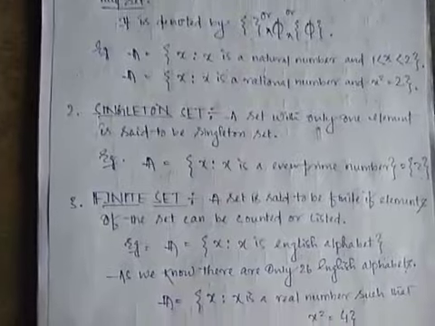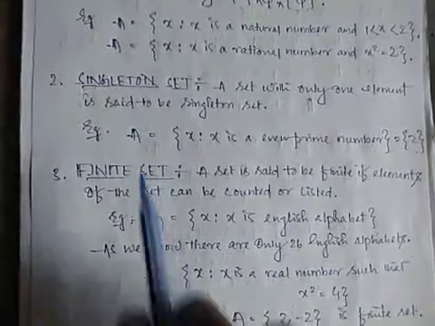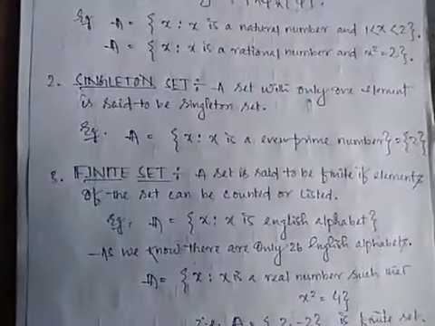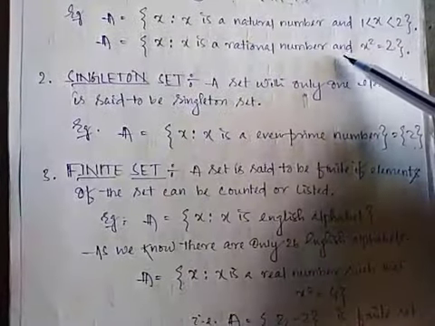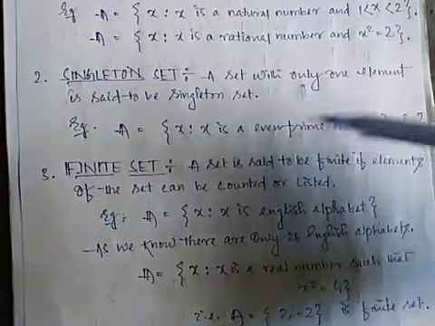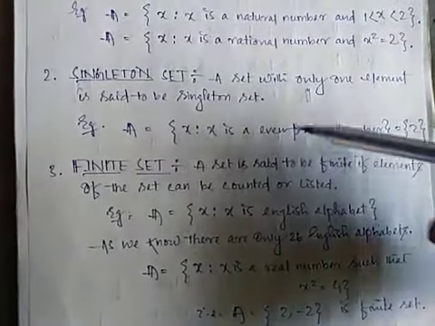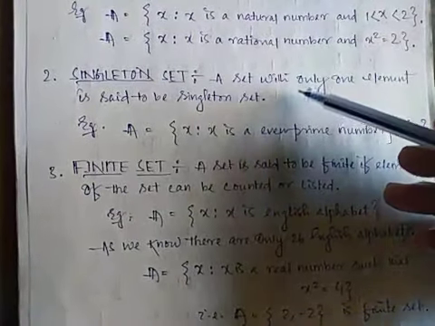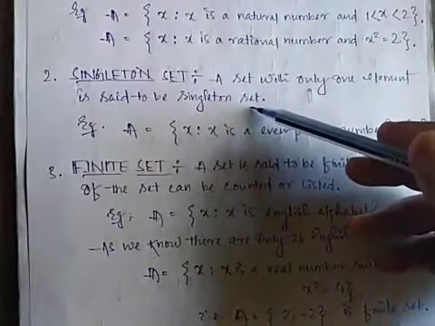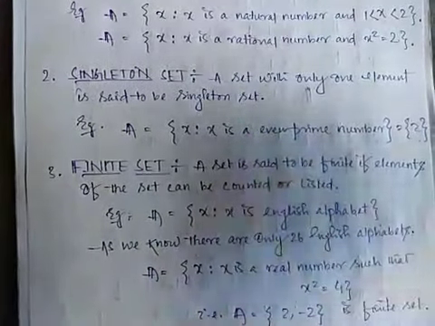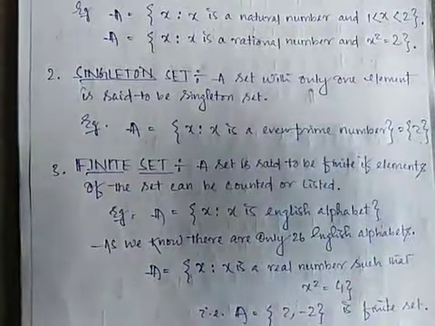Next, singleton set. Here also the word singleton defines the set. As we read about the empty set, there are no elements. Here the singleton means, you can also guess the singleton what it means. If a set contains only one element, then that type of set is said to be singleton set.